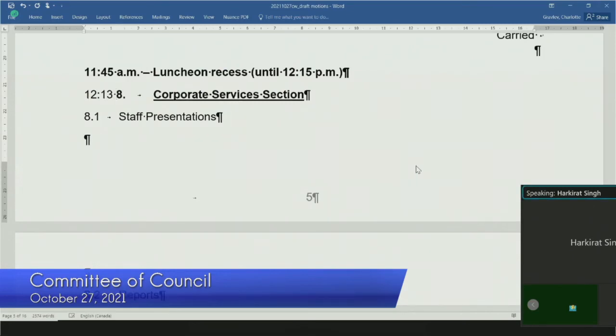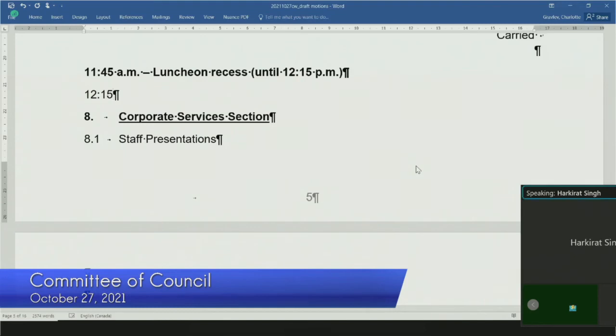8.2.1 was a staff report, which was put in consent. 8.3.1 is a discussion item at the request of Regional Councillor Medeiros regarding internship and co-op programs at the city. Councillor Medeiros, the floor is yours. Thank you, through you, Chair.